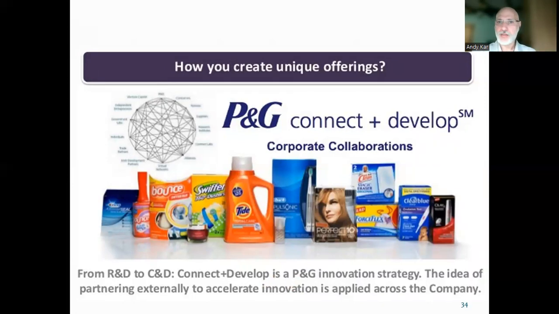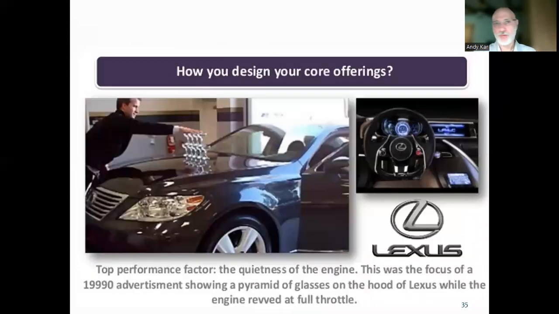How you create unique offerings? We see the P&G Connect and Develop corporate collaborations program. From R&D to C&D, Connect and Develop. R&D is Research and Development, and C&D, Connect and Develop, is a P&G innovation strategy. The idea of partnering externally to accelerate innovation is applied across the company. So you see that the company is partnering with other companies as well in order to become more innovative. It's about collaboration.